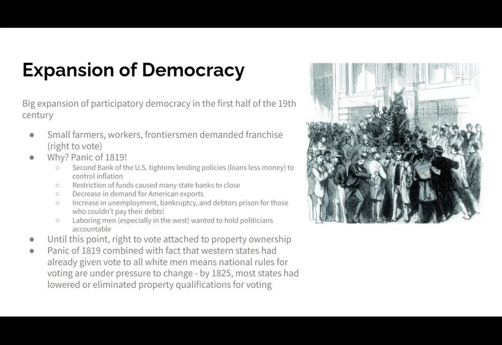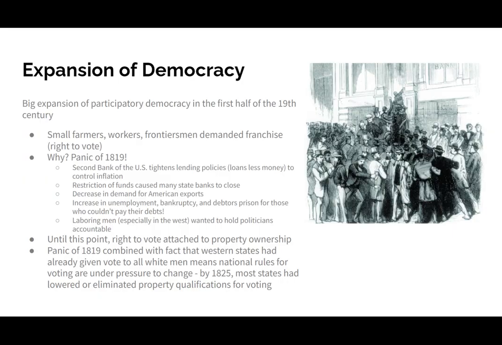So the Second Bank of the US, you may recall, tightened their lending policies. They were loaning less money to try to control inflation. But the restriction of funds caused a lot of state banks to actually close, leaving people with worthless paper money. So there was a decrease in demand for American exports, and an increase in unemployment, bankruptcy, and debtors' prison for people who couldn't pay their debts. So laboring men, especially in the West, really wanted to hold politicians accountable for what they saw as the economic ills of the day.